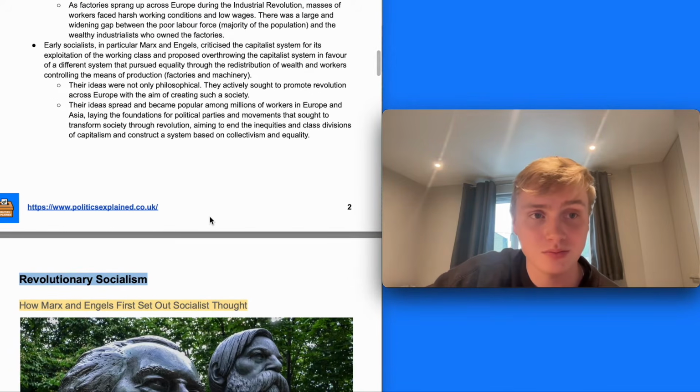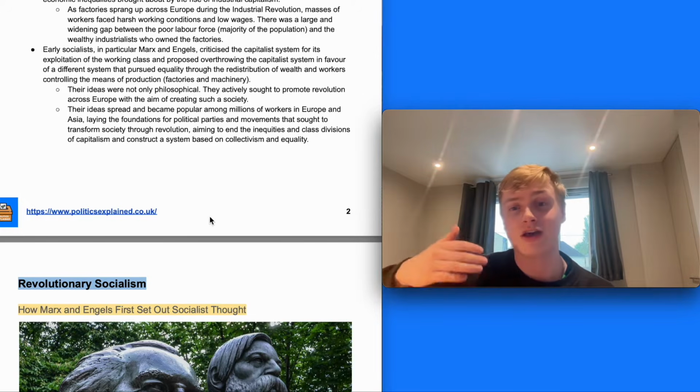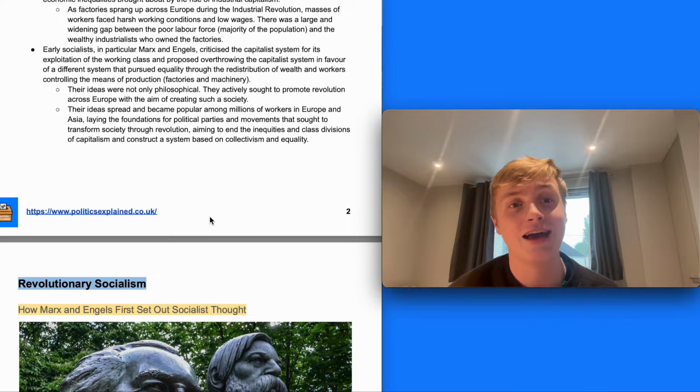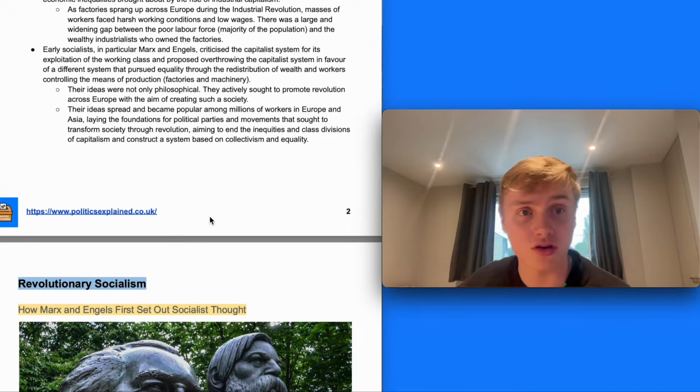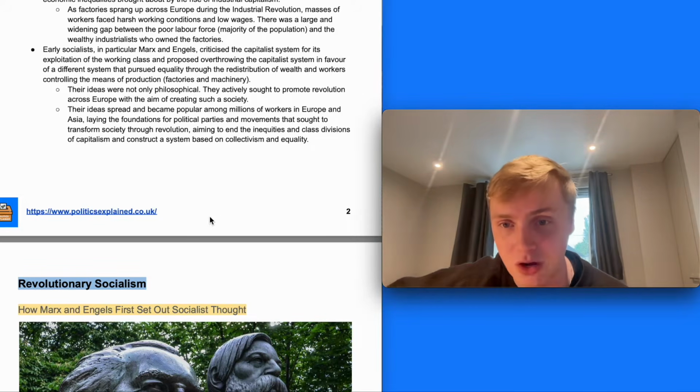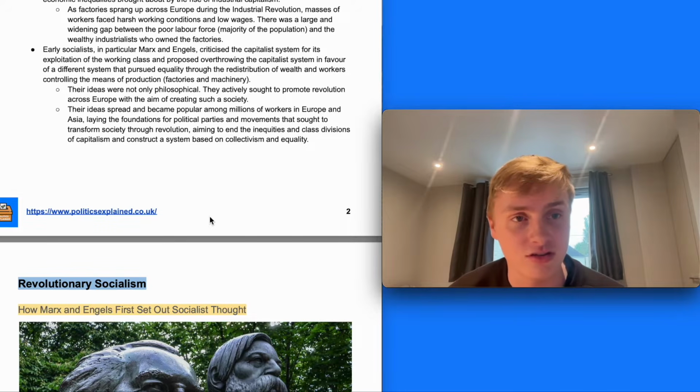Early socialists, with Marx and Engels being really key, criticised the capitalist system for its exploitation of the working class, the majority of the population, and as a result, they argued that it needed to be overthrown in favour of a completely different system that pursued equality through the redistribution of wealth and workers controlling the means of production. And ultimately this whole idea that capitalism needs to be overthrown and replaced is socialism.